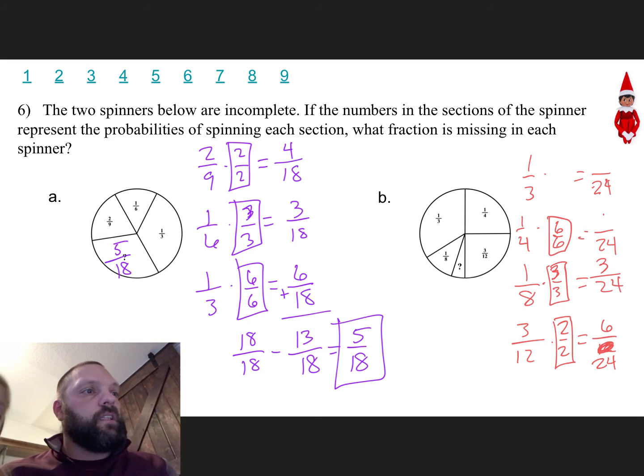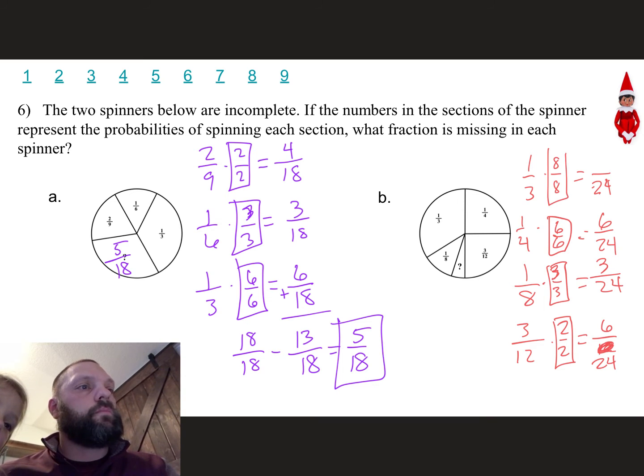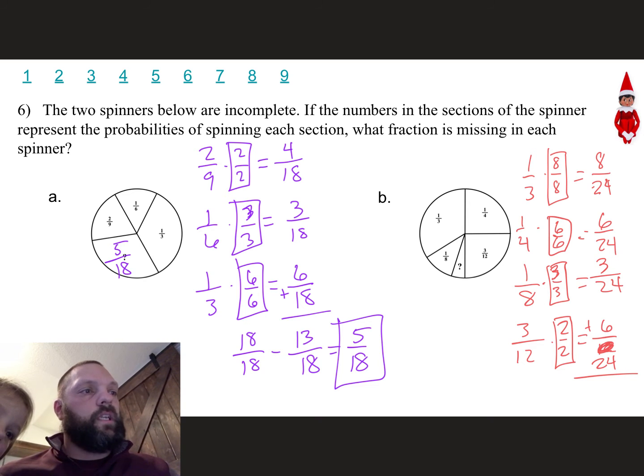1 times 6 is going to give me 6. 3 times 8 over 8, so that's going to give me 8. All right, so I'm going to add all of these up. 8 plus 6 is 14. 14 plus 3 is going to give me 17.